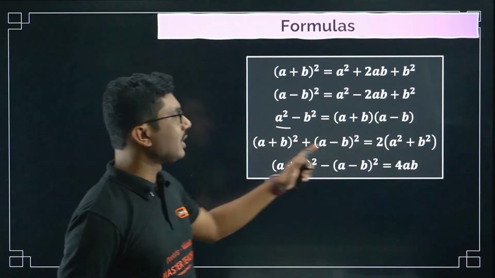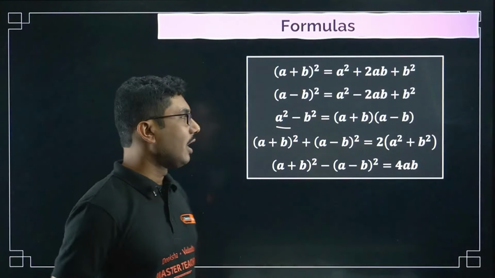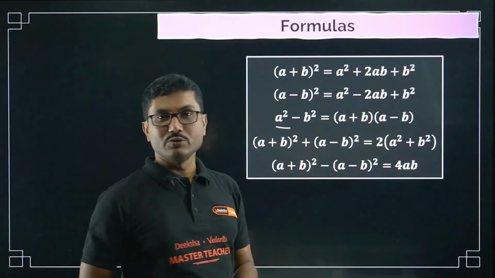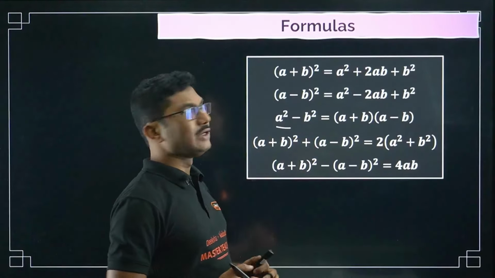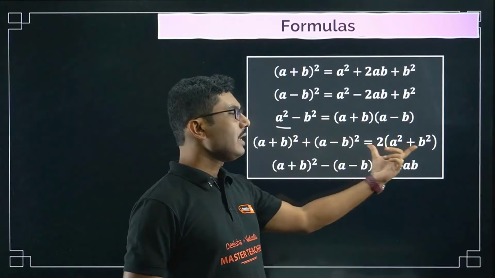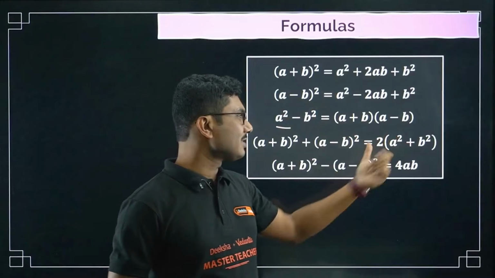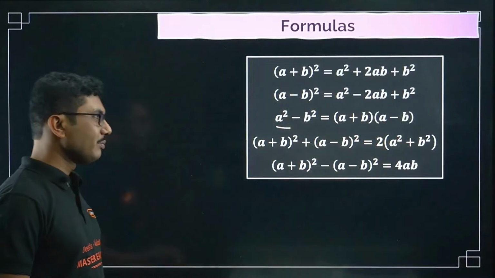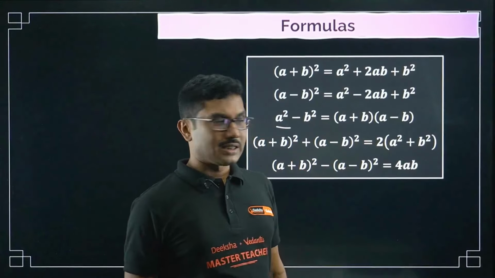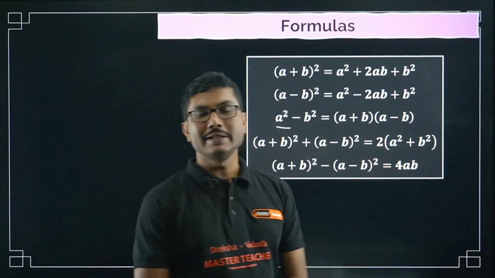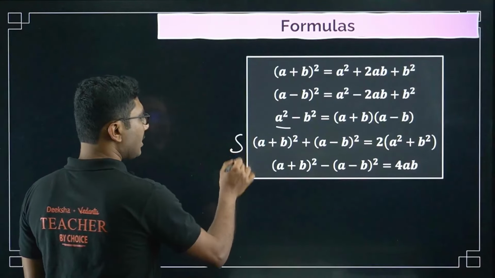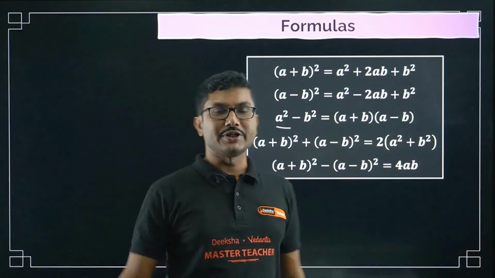Now these two formulas are also very, very handy. If you have done something in dipole, then you may have faced these two equations. So (a plus b) whole square plus (a minus b) whole square can be simplified as 2 into (a square plus b square). And (a plus b) whole square minus (a minus b) whole square can be simplified as 4ab. Now these two equations are often used in a lot of derivations in physics.